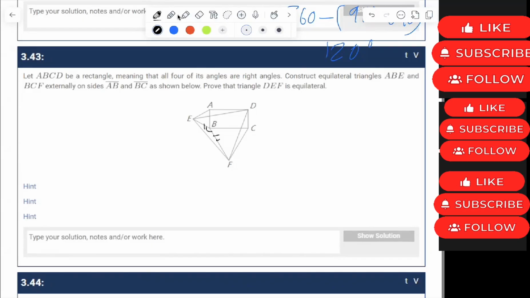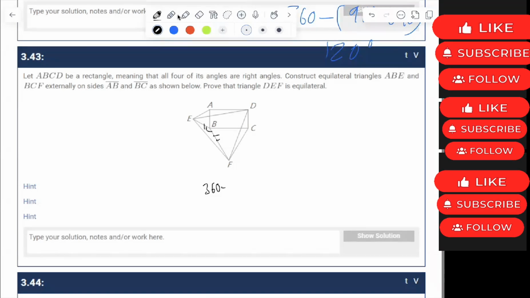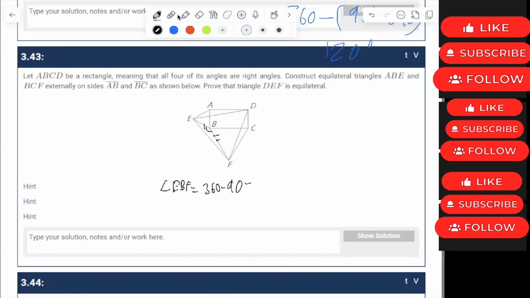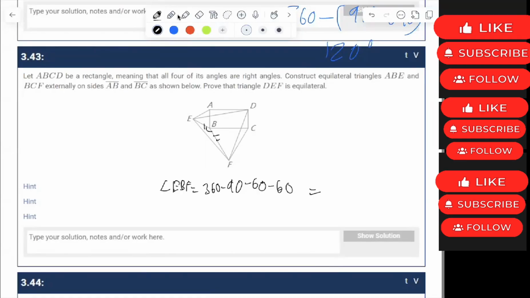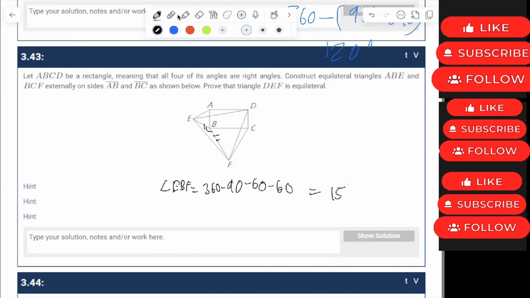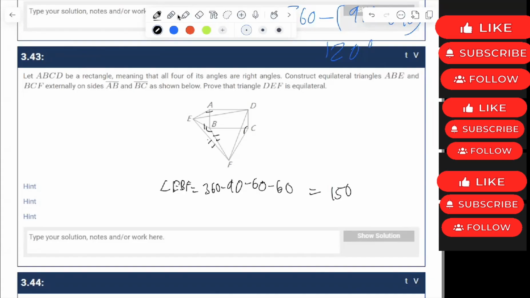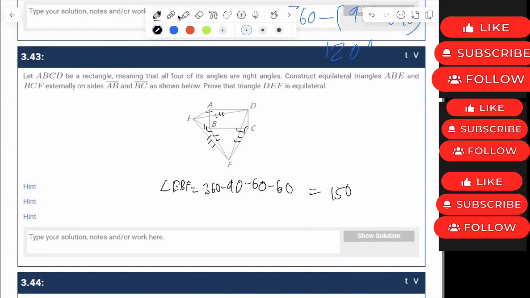We can angle trace and see that EBF is equal to 360 minus 90 minus 60 minus 60, which is equal to 210 or 150. Same as these angles. So the result follows that this side is equal to that side is equal to that side. So DEF is equilateral. All right.